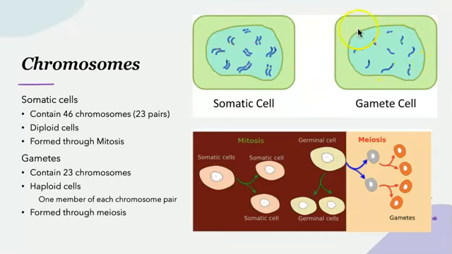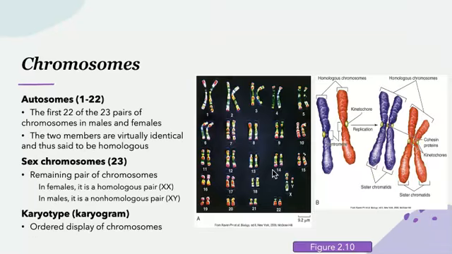Now we have these other cells, our gamete cells. Think of them as the eggs and sperm. They're going to contain 23 chromosomes, and these are known as haploid cells. And we find one member of each chromosome pair within these gamete cells, and these are formed through meiosis. So you could see that process of meiosis taking place here in a simplified version, and here we see mitosis, where the somatic cell is basically going through cellular division here to make 2 copies of itself.